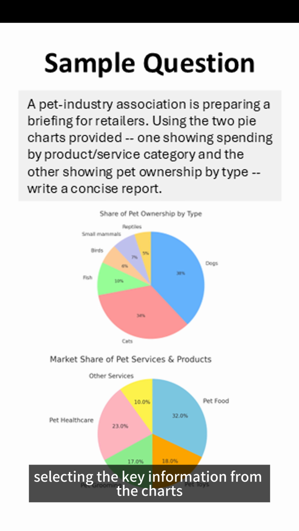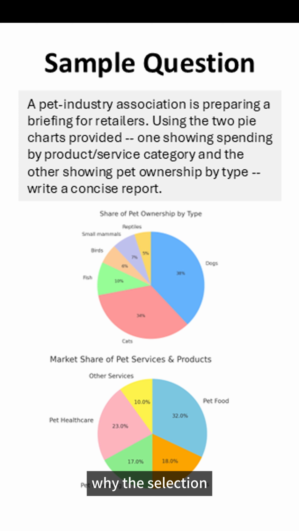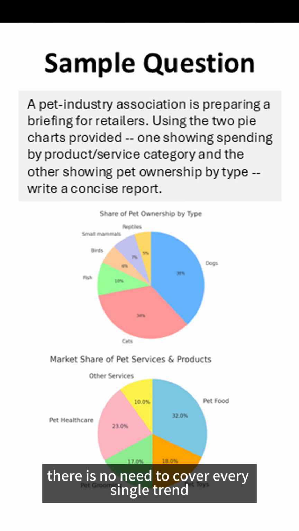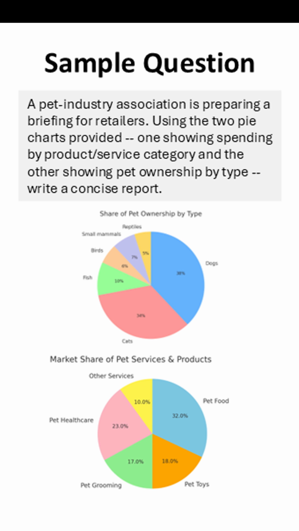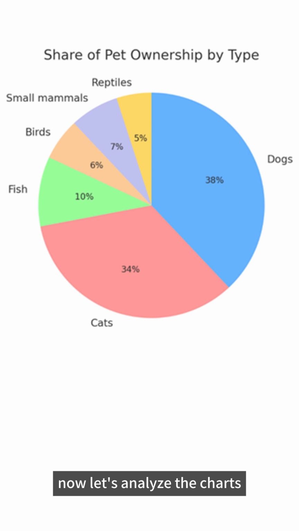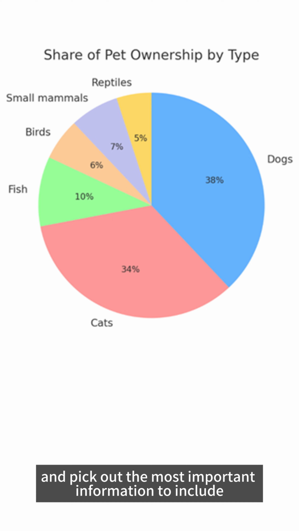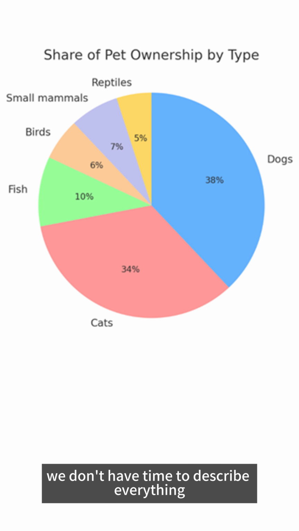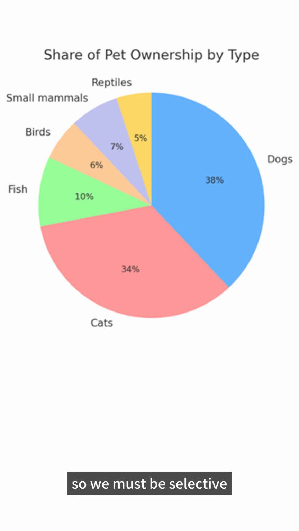Selecting the key information from the charts. Why the selection? As said before, the word count requirement determines that there is no need to cover every single trend in your writing. So just select some prominent figures. Now, let's analyze the charts and pick out the most important information to include. We don't have time to describe everything, so we must be selective.